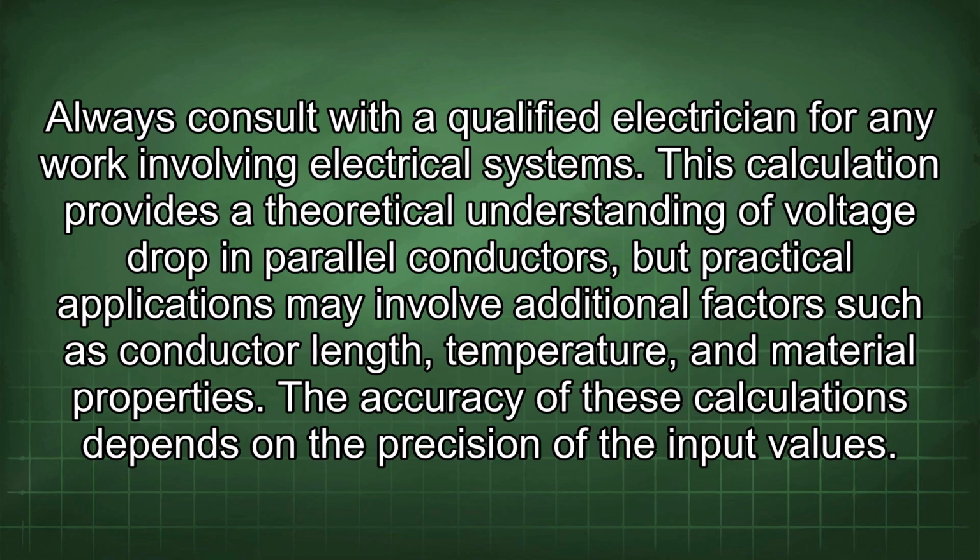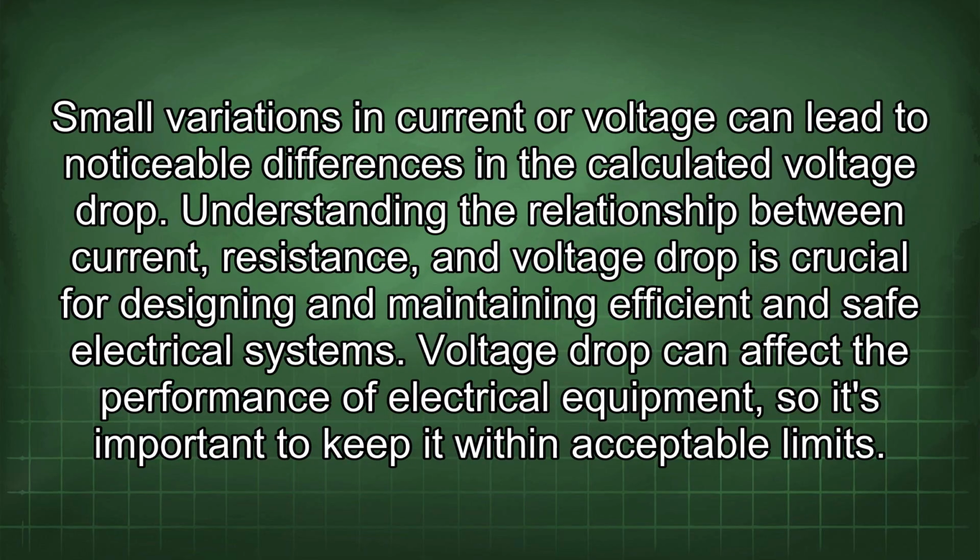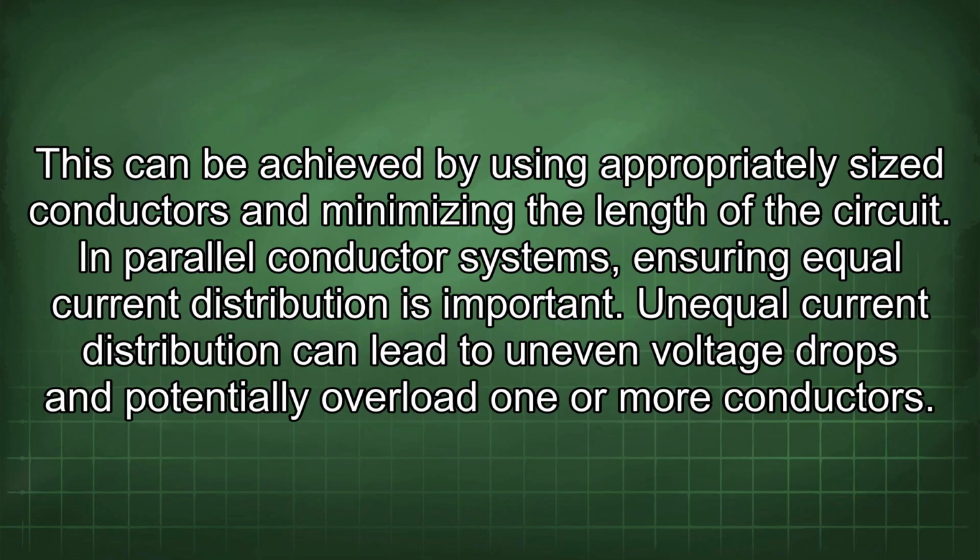The accuracy of these calculations depends on the precision of the input values. Small variations in current or voltage can lead to noticeable differences in the calculated voltage drop. Understanding the relationship between current, resistance, and voltage drop is crucial for designing and maintaining efficient and safe electrical systems. Voltage drop can affect the performance of electrical equipment, so it's important to keep it within acceptable limits. This can be achieved by using appropriately sized conductors and minimizing the length of the circuit.